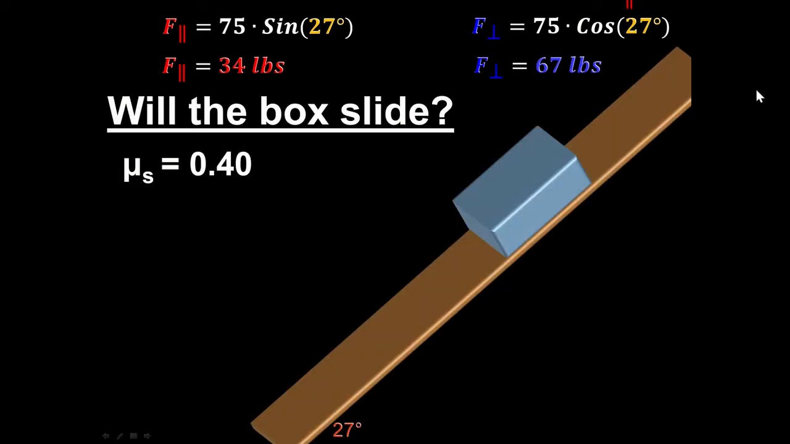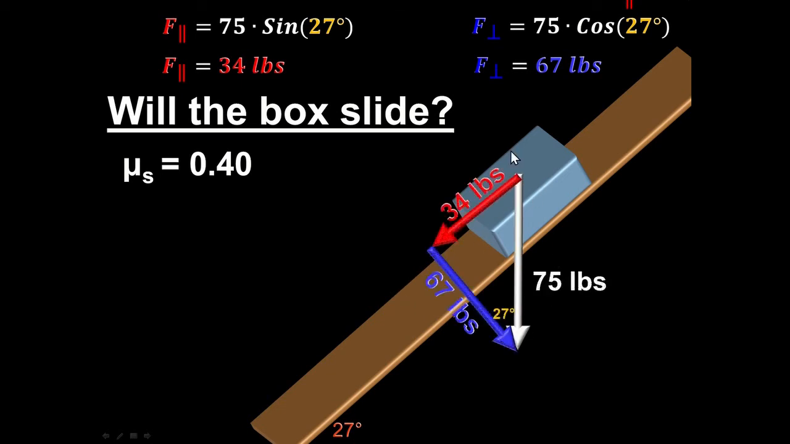All right, so let's now do this with a box sitting on a slope here. The coefficient of static friction is 0.42, and it's at a 27-degree angle. Is the box going to stay there, or is it going to slide? So doing the same thing we did before, we have 75 pounds pulling down, there's 34 this way, there's 67 that way. So that's the force of gravity, and these are the components.